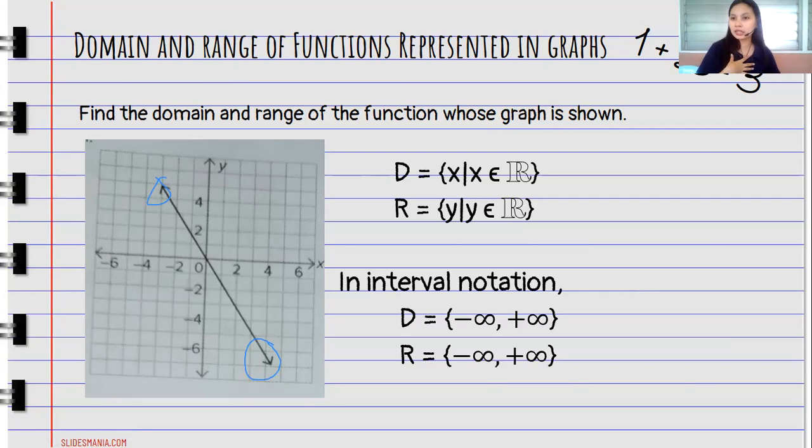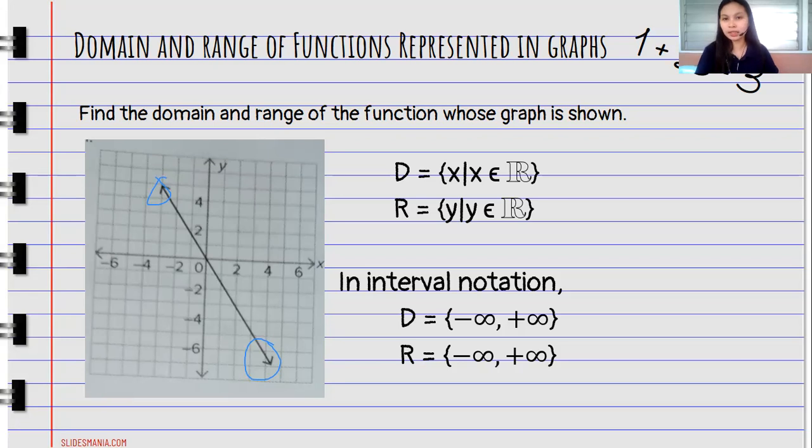Pero mas nasanay kasi tayo minsan sa interval notation po. From negative infinity up to the positive infinity. Okay? Ganon din po si range. Automatic po na kapag the graph extends infinitely in both directions, the domain is the set of all real numbers, as well as the y.